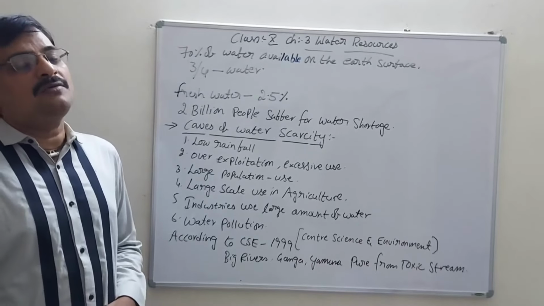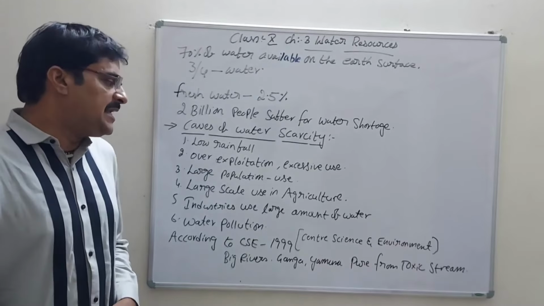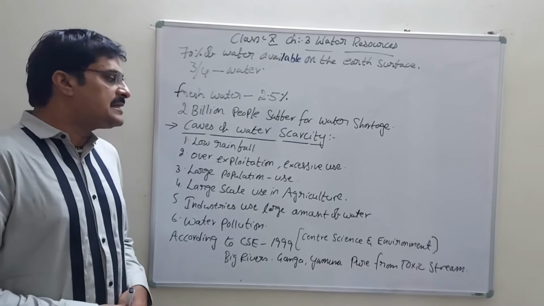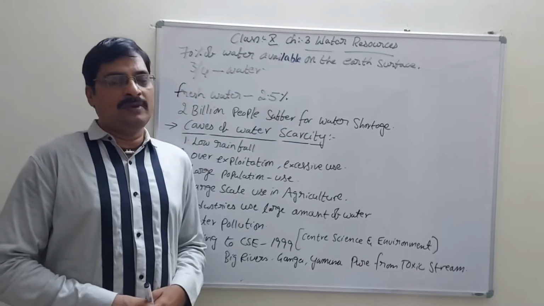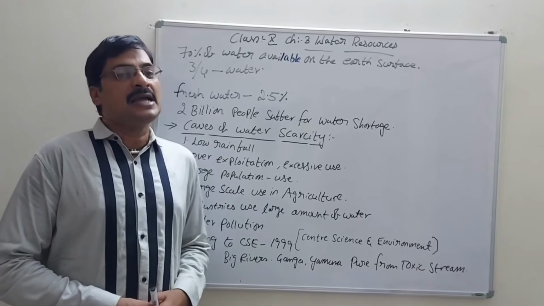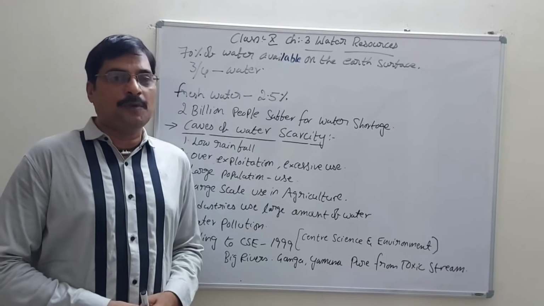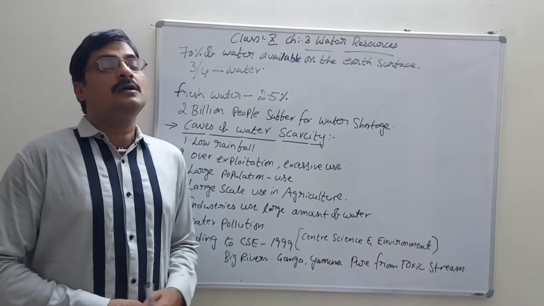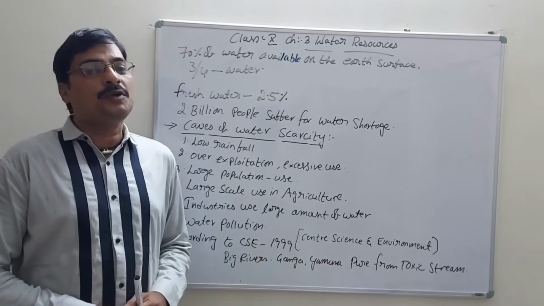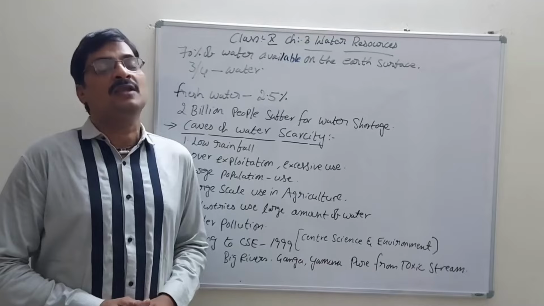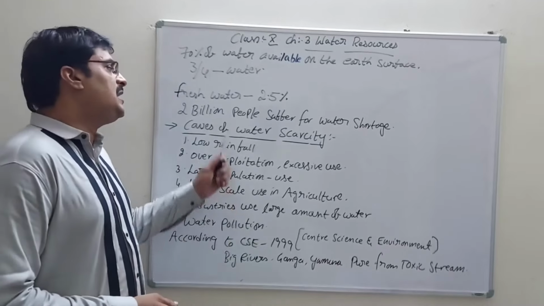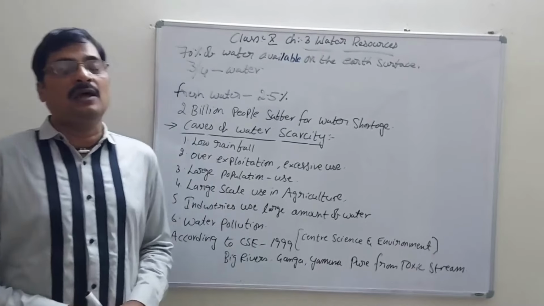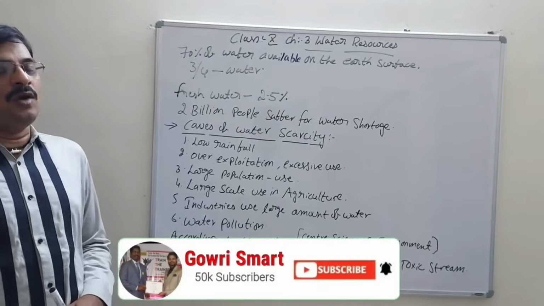Now, what is the meaning of the CSC? CSC means Centre for Science and Environment. The Centre for Science and Environment report, given every year, says they need to purify the water of the Ganga and Yamuna. So these are the points. We have the scarcity of water.